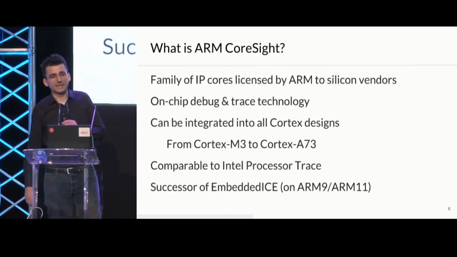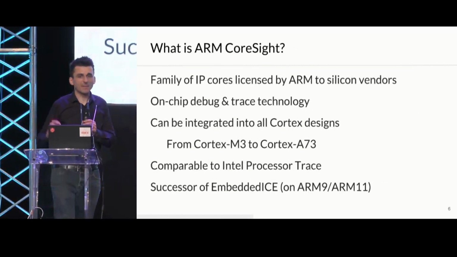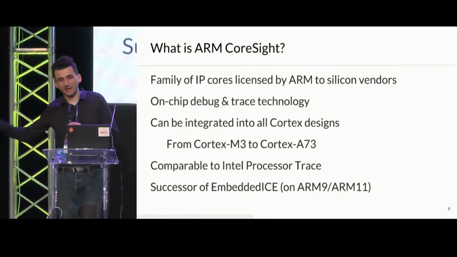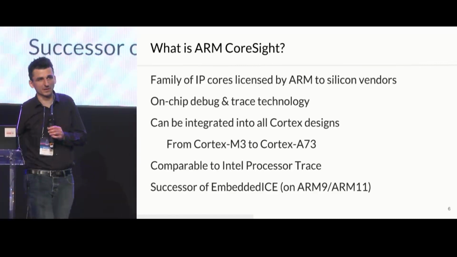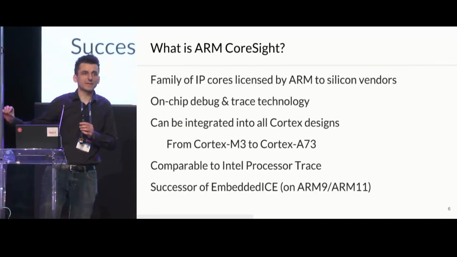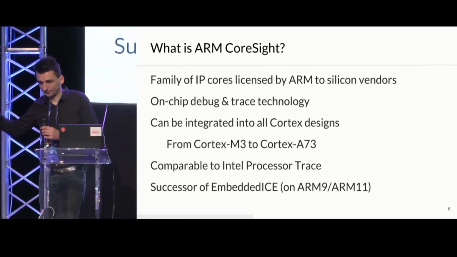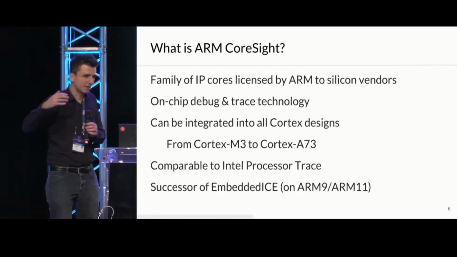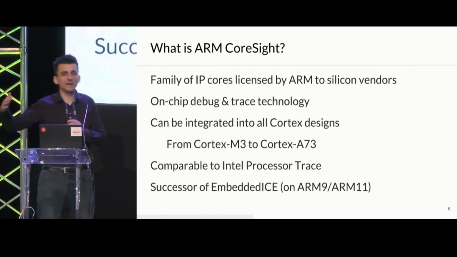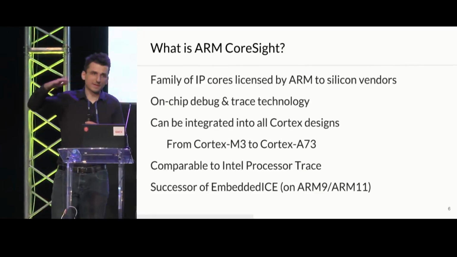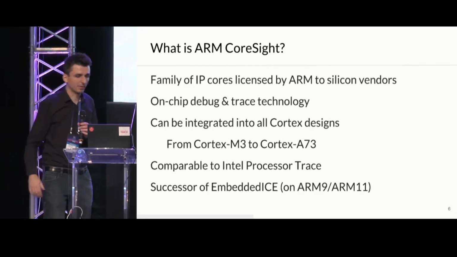So what exactly is ARM CoreSight? ARM CoreSight is a family of IP cores that is licensed by ARM to silicon vendors. It's an on-chip debug and trace technology. Debug in this case means that you can set breakpoints or watchpoints, and tracing means that you basically extract information about the program flow.